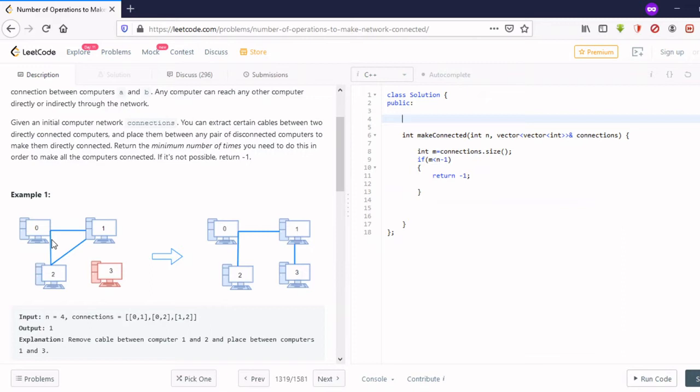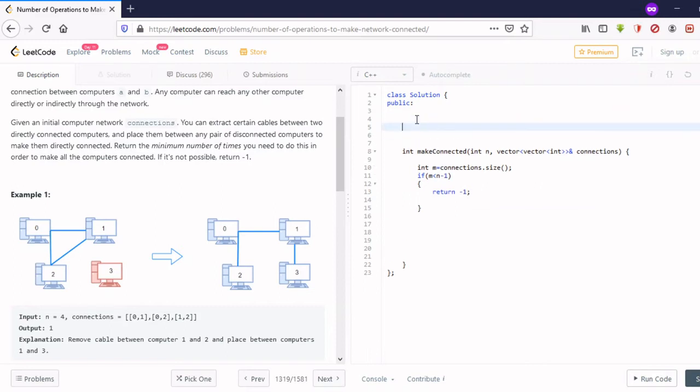One way to do this is to make a graph from these edges and then traverse using DFS and count the number of connected components. But the simpler way is to use the union find algorithm. If you are not familiar with the union find algorithm, I request you to read about it and then come back to the question. So let's start with the union find algorithm.